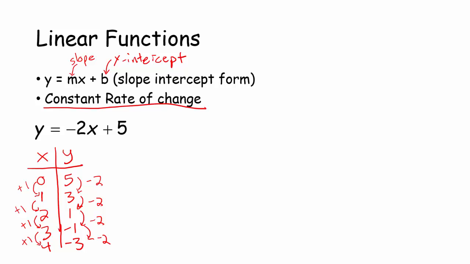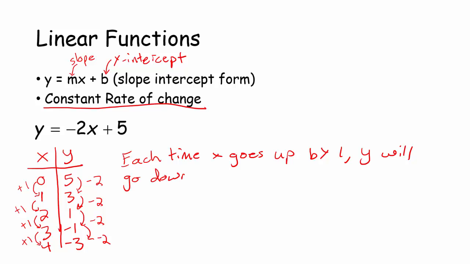So when you say that this function has a constant rate of change of negative 2, when you say that the slope is negative 2, what that really means is that each time x goes up by 1, y will go down by 2. So if you increase x by 1, the y value is going to decrease by 2. That's sort of what it means to have a constant rate of change, and that will happen for any point that you're standing on this function.